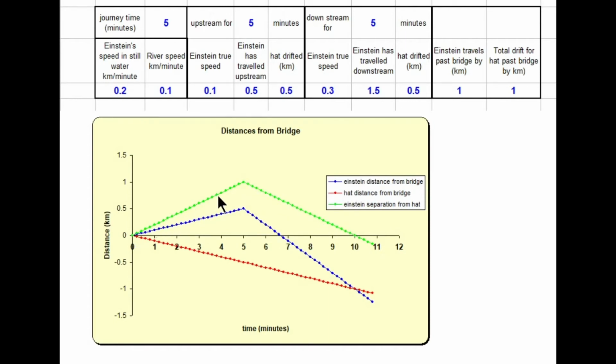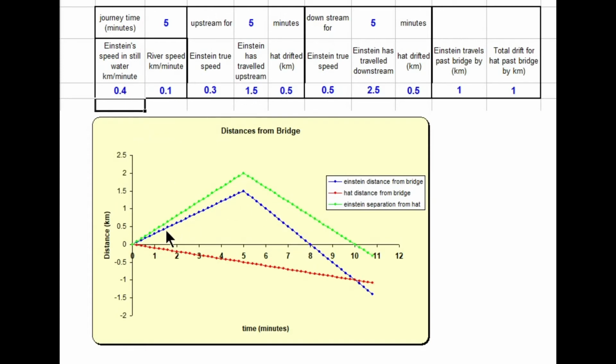So we would get the green line in this case doing that. The red line is the hat drifting, and Einstein is going along at that particular 0.2. So changing that, 0.4, the distance between Einstein and the hat, the maximum distance goes up, but he gets back to the starting point still in 10 minutes and at 1 kilometer away from the bridge.